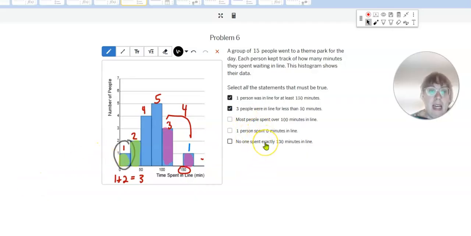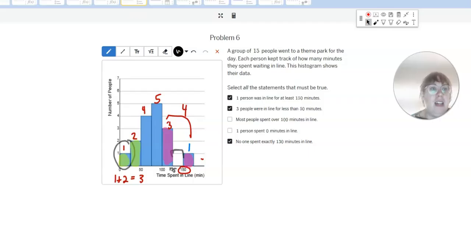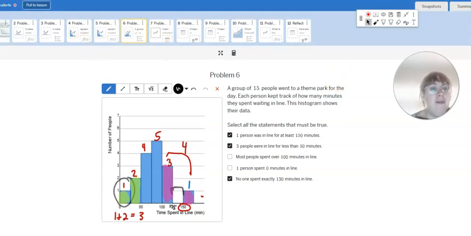No one spent exactly 130 minutes in line. So each bin is 25. So yeah, 130 would be here, which there's no one that spent that amount. Good. So we can check those 3. Alrighty. Go to the next slide.